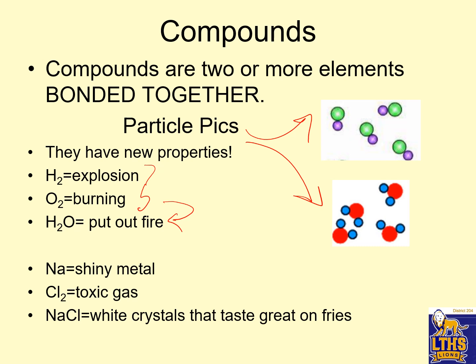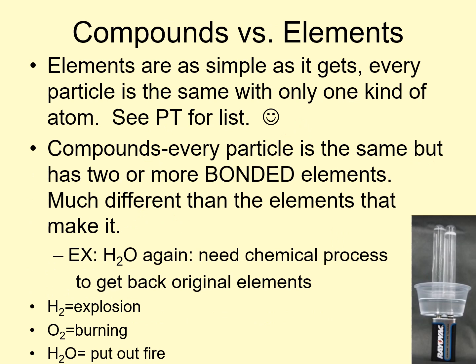Okay, here's another example. Sodium is a shiny metal. Chlorine is a toxic gas, but when you put sodium and chlorine together, you get white crystals that taste great on fries, also known as sodium chloride or table salt. So this is a particle of a compound because it's 2 different kinds of atoms bonded together. This is 3 atoms bonded together, but it has totally different properties than the blue and the red if they were by themselves.